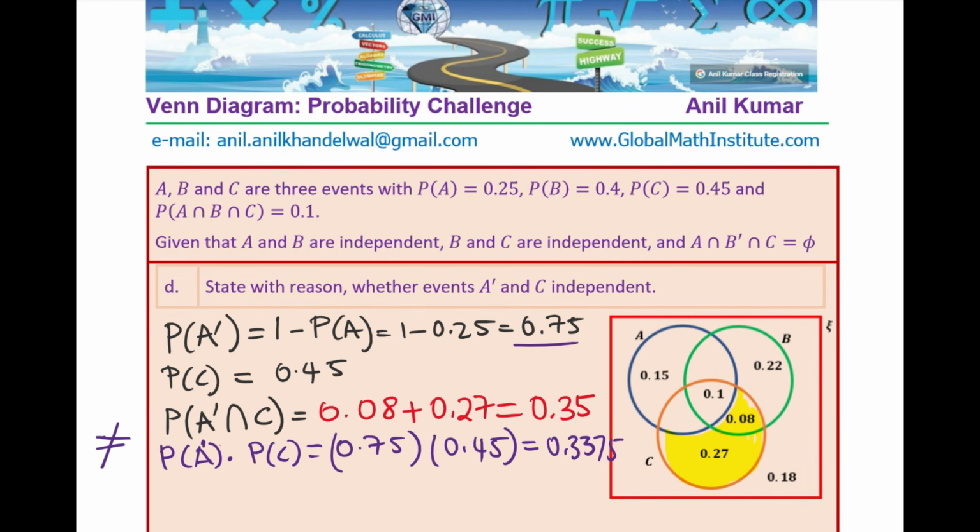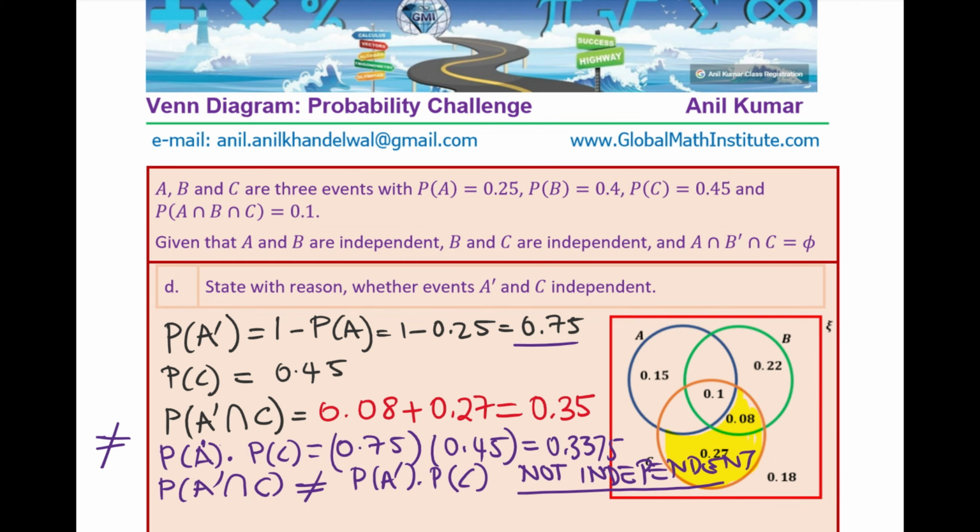So we know that probability of complement of A intersection C is not equal to the probability of not A times probability of C, and therefore we know they are not independent, right? Is that clear to you? So that is how we are going to answer this particular question. So I hope all the steps are absolutely clear.